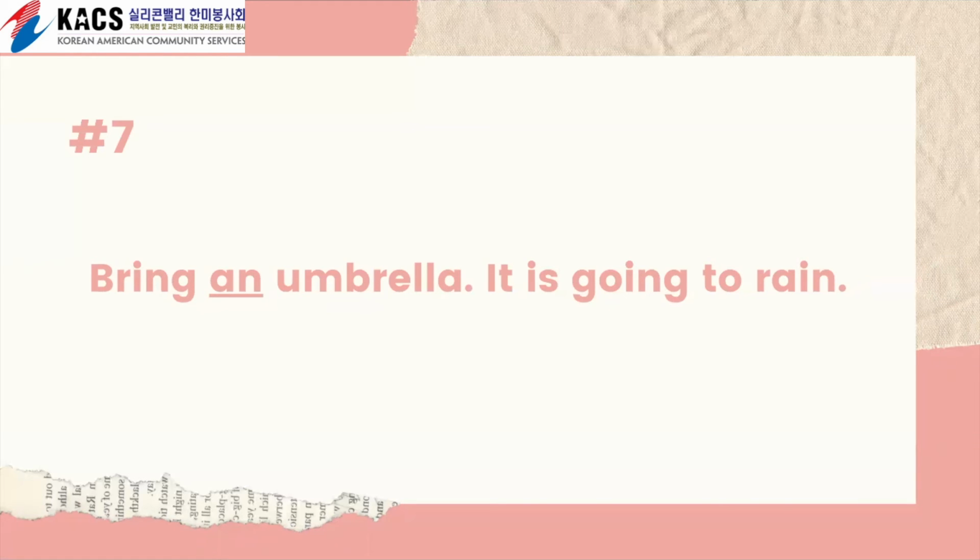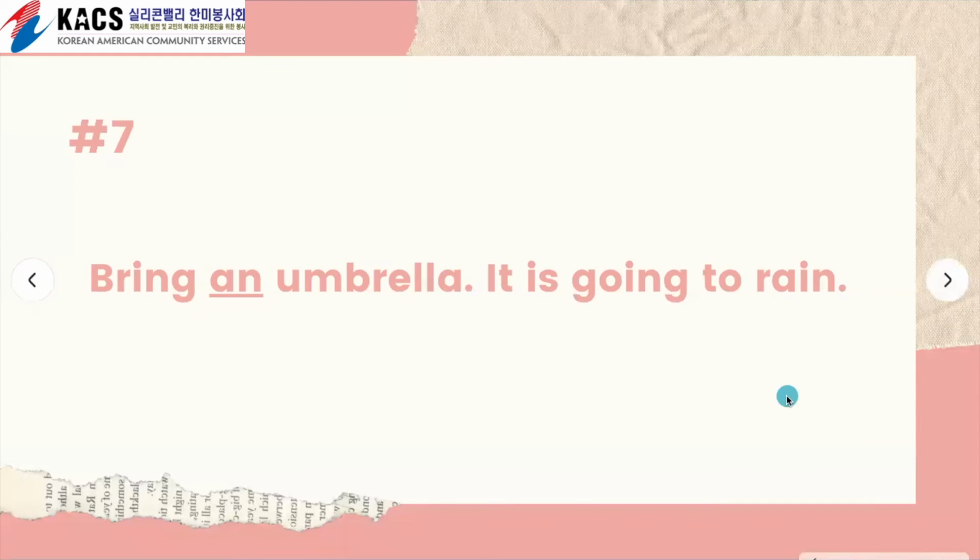In this case, we use the word an because the word right after it is the word umbrella, and the word umbrella begins with the letter U, which is a vowel. So this is why we would use an. So it makes it, bring an umbrella. It is going to rain.